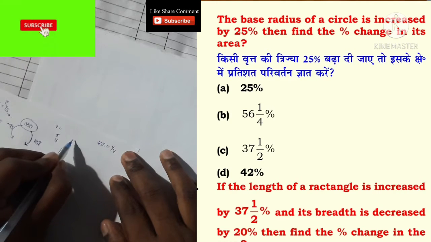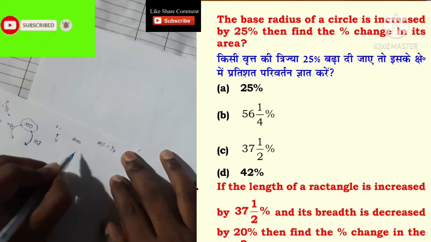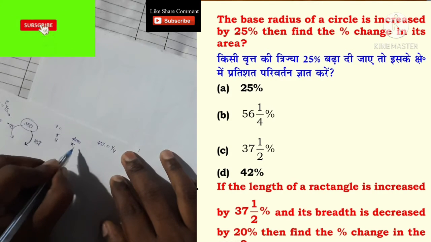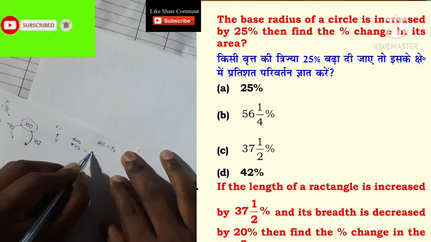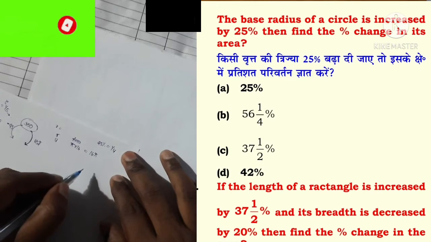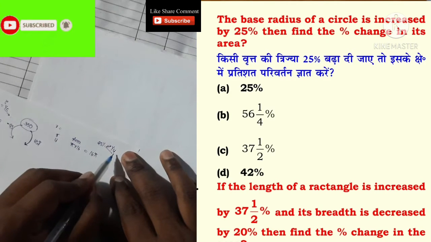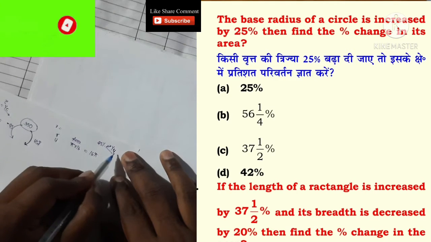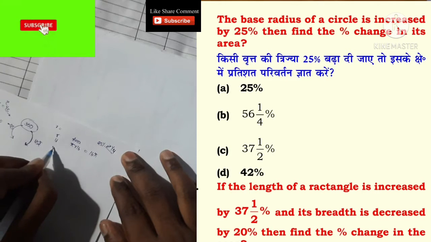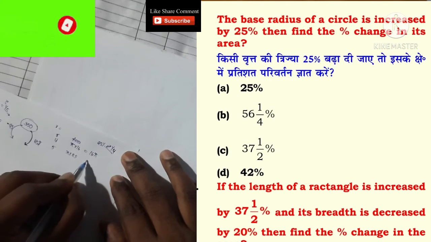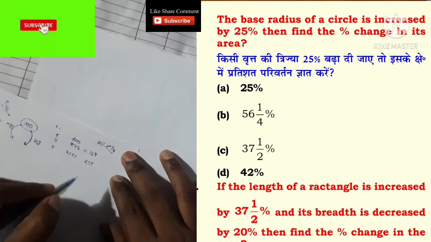So area is pi r square. Pi r square into 16. The value is 16 pi. So the radius is increased by 25%. So 25% of 4 is 1. So 4 plus 1. So now radius is 5. Area is pi r square. So value is 25 pi.